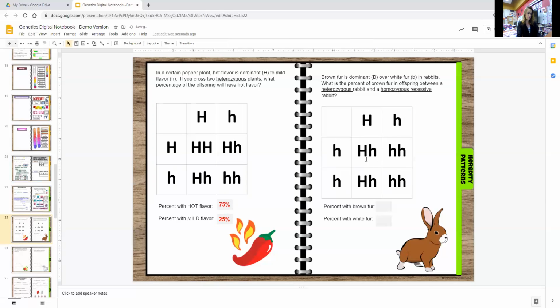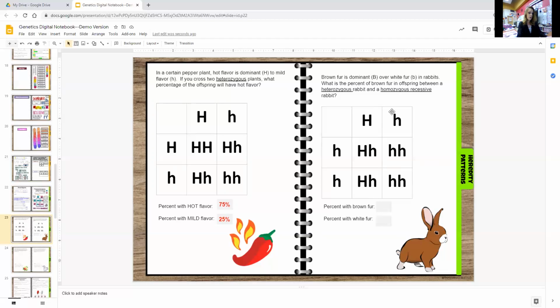And notice how I'm keeping it so that my capital letters are always up front. That's a formatting thing that we need to make sure that you guys are doing. The capital letter always goes first. So now the Punnett square is finished. And we want to know what percentage of these rabbits are going to have brown fur.